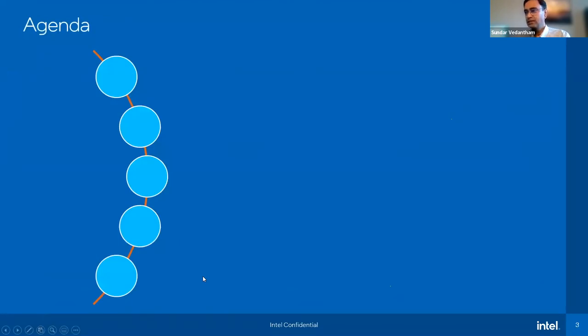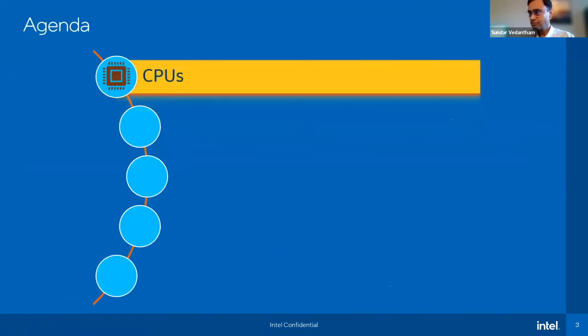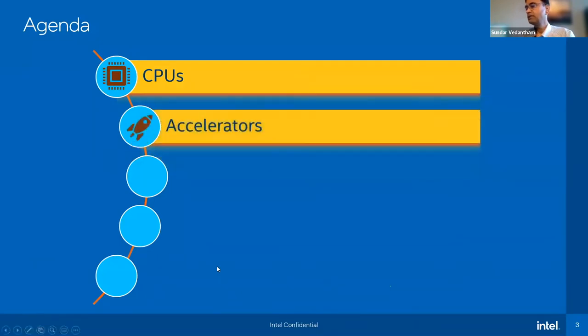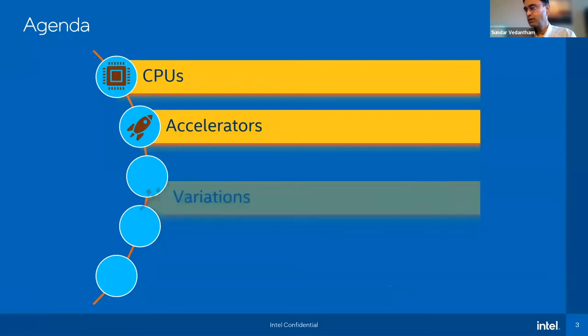So in the agenda itself, we will talk about the CPU. Many of you would know some details that I'm going to talk about. You would have already heard about it, but I wanted to tell this story in one big swoop. So we'll start with CPUs, then we'll talk about accelerators and how we got there.